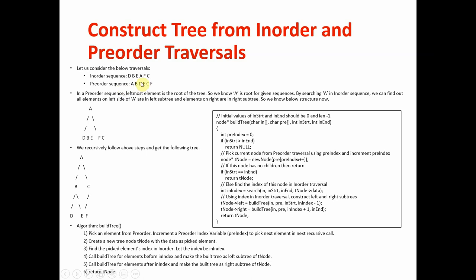In the pre-order sequence, we know that the root is always the first node, right? So we know that A is our root, okay? Now, if we look at the in-order sequence, A is here, right? In the in-order sequence, we have left, then node, then right. So we know that D, B, and E are to the left of A, so they are in the left subtree of A. And F and C are on the right side of A.